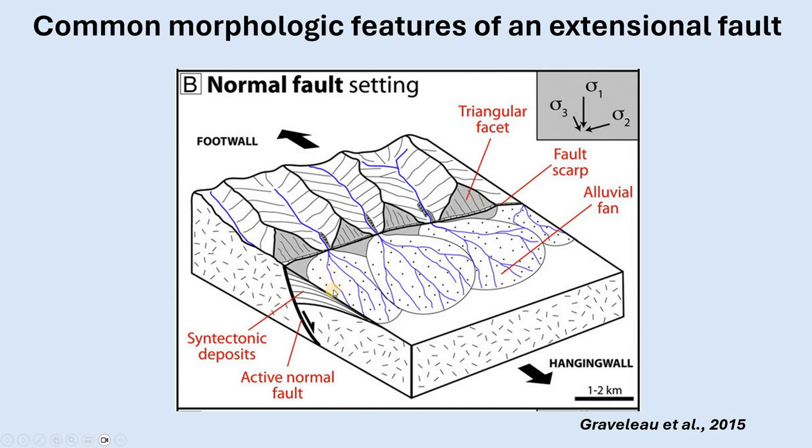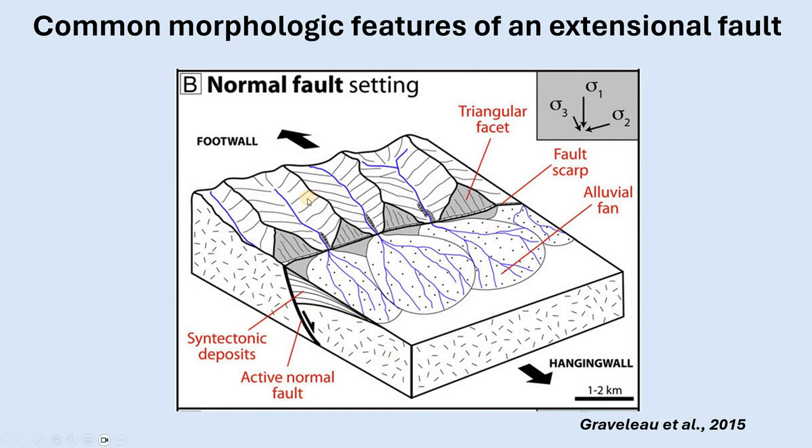Another important feature of an extensional or normal fault is because the hanging wall is being dropped down, we're creating a lot of accommodation space for sediments to accumulate right here, essentially along the fault scarp. So here we're calling those syntectonic sedimentary deposits. We're accumulating a lot of sediment here as this block drops down.